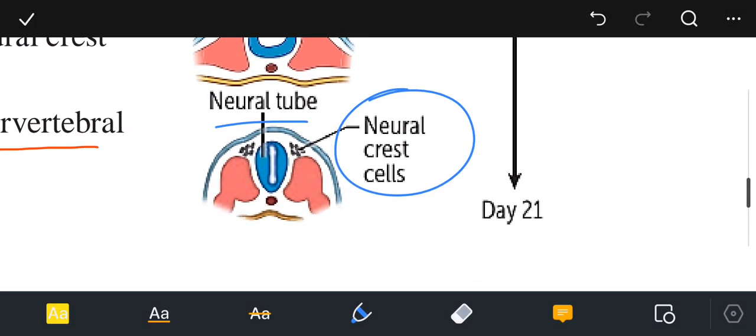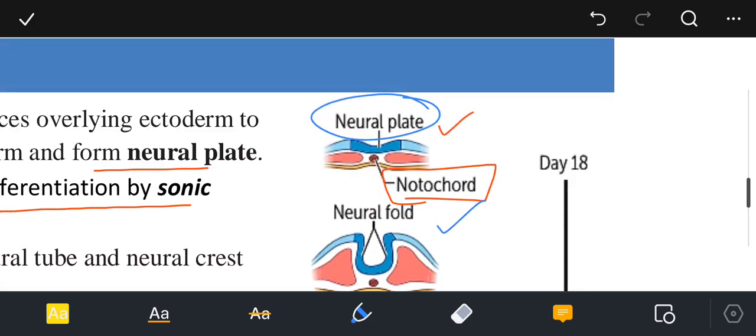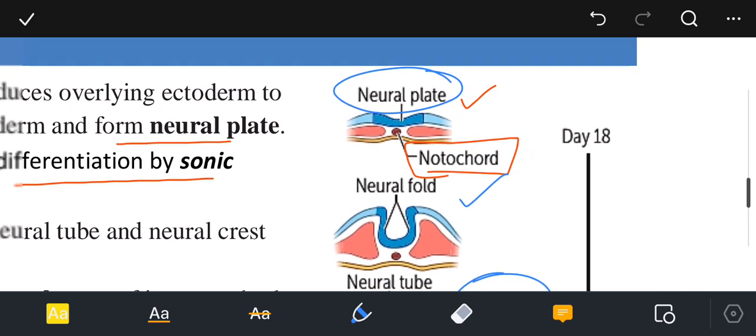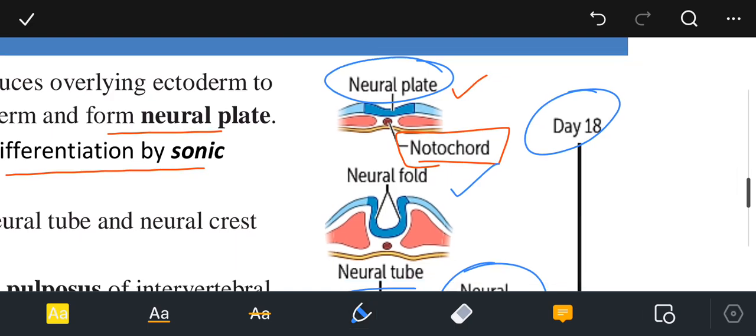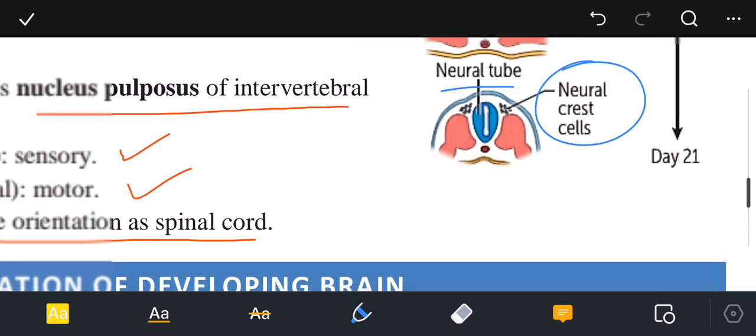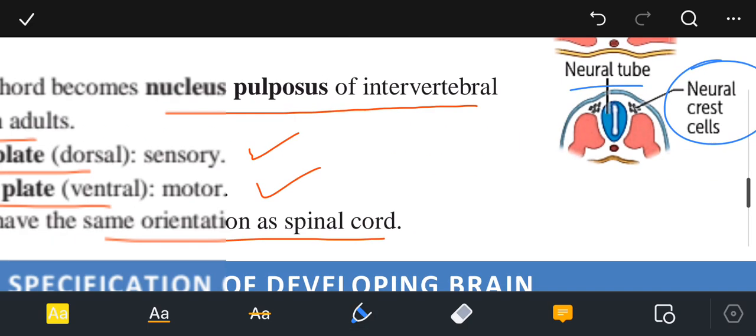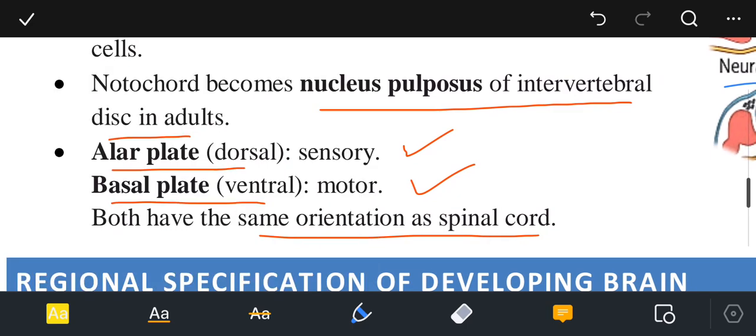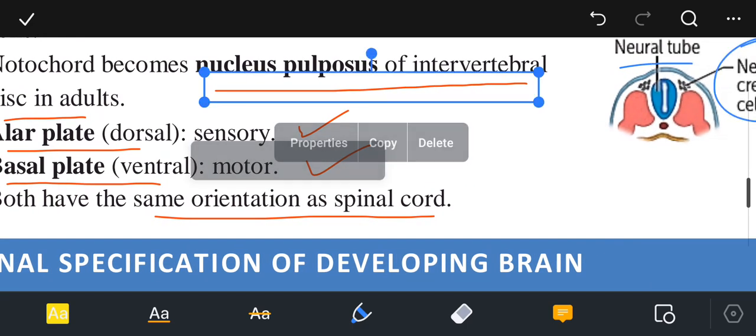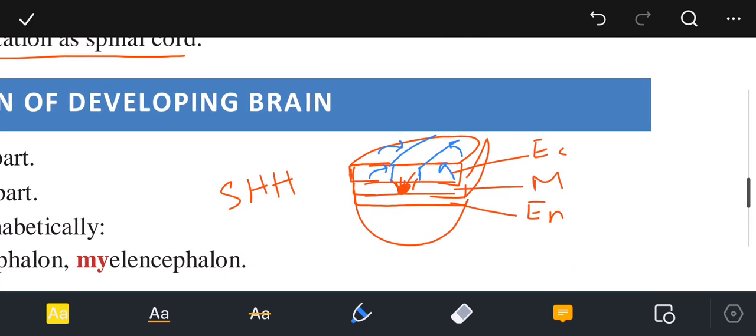The timeline is very important. The neural plate is formed on day 18, and on day 21 we have the formation of the neural tube. Now here you can see the alar plate and the basal plate. Cut sections of the spinal cord are very high yield, so you must always remember the cut sections.